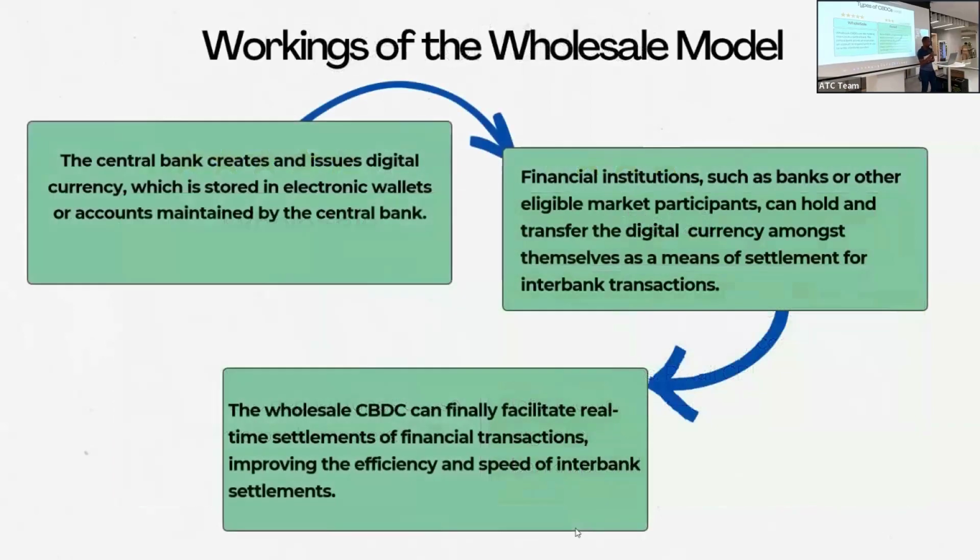So how do these models actually work? Well, for the wholesale model, the central bank creates and issues digital currencies, which are stored in electronic wallets or accounts maintained by the central bank. Financial institutions such as banks and other eligible market participants can hold and transfer the digital currency amongst themselves as a means of settlement for interbank transactions. The wholesale CBDC can facilitate real-time settlements of financial transactions, improving efficiency and speed of interbank settlements.